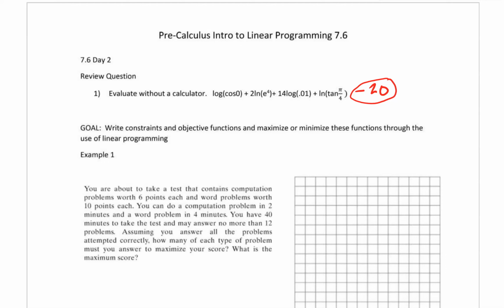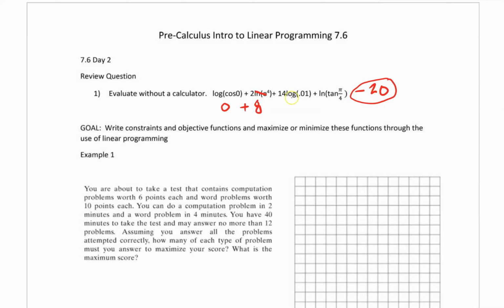Hopefully we got negative 20. Cosine of 0 is 1. So log base 10 of 1. 10 to what power gives you 1? That would be 0. And then 2 times ln of e to the 4th. Well, the ln and the e basically cancel each other out. 2 times 4 is 8.